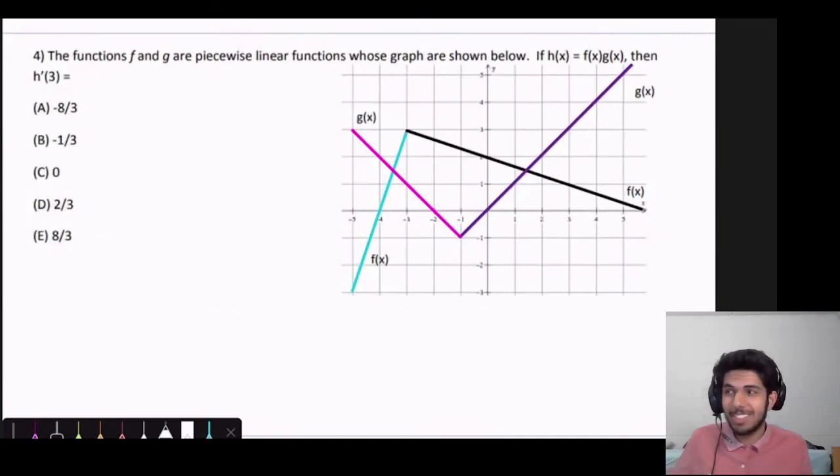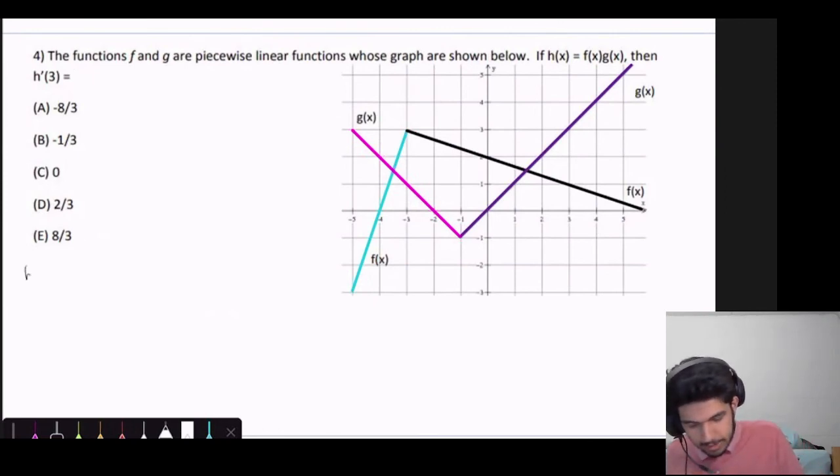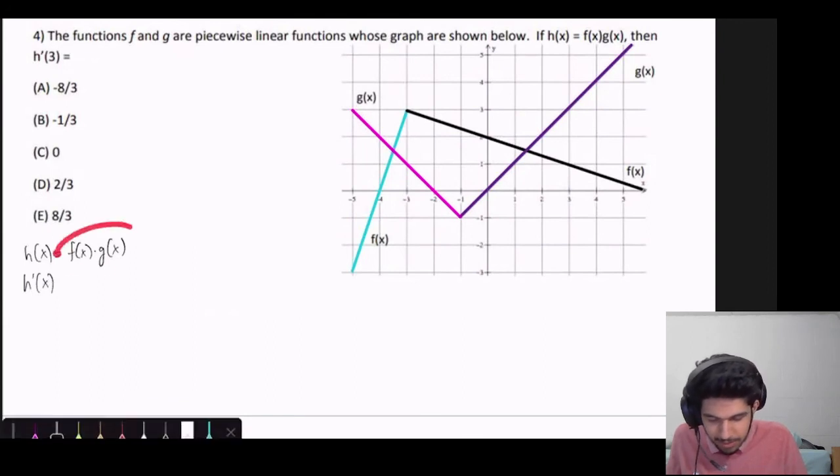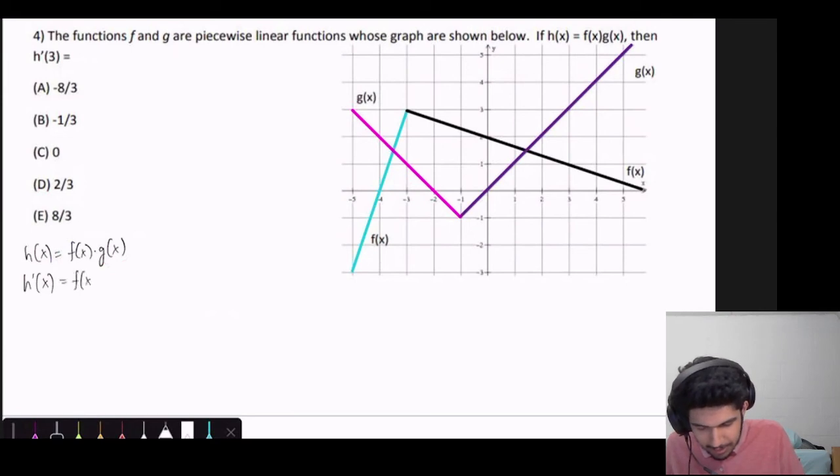Spoiler, this has very little to do with what we've done in today's lesson. This is just a review of things we've done in the past. So if we have h of x equals f of x times g of x, then to compute h prime of x, that's basically a product rule. This is nothing more than the product of two functions, so we take the product rule. First times the derivative of the second plus second times the derivative of the first.